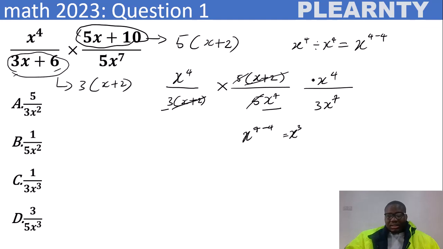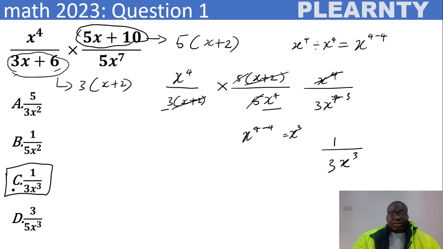So if you use that method, you cancel out the 4 here, and it's going to become 3. So the final answer is going to be 1 over 3x raised to power 3. So C right here is our correct answer.